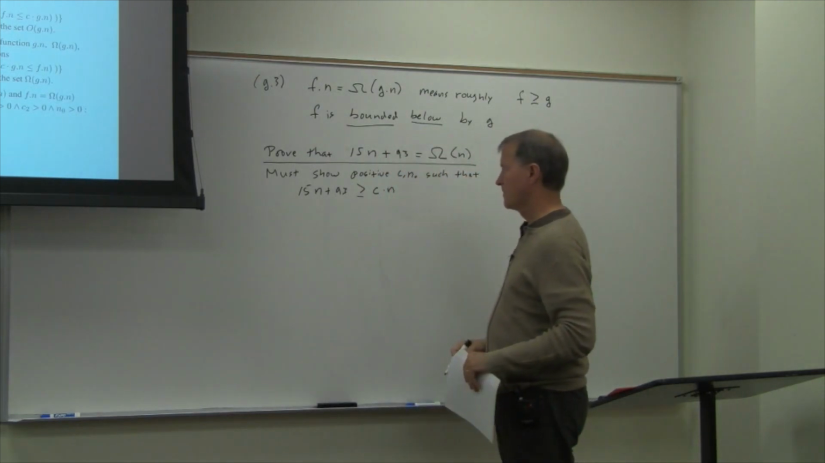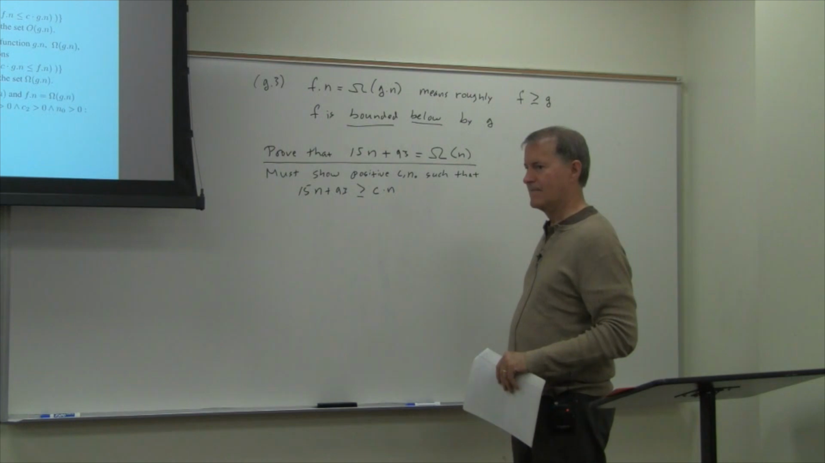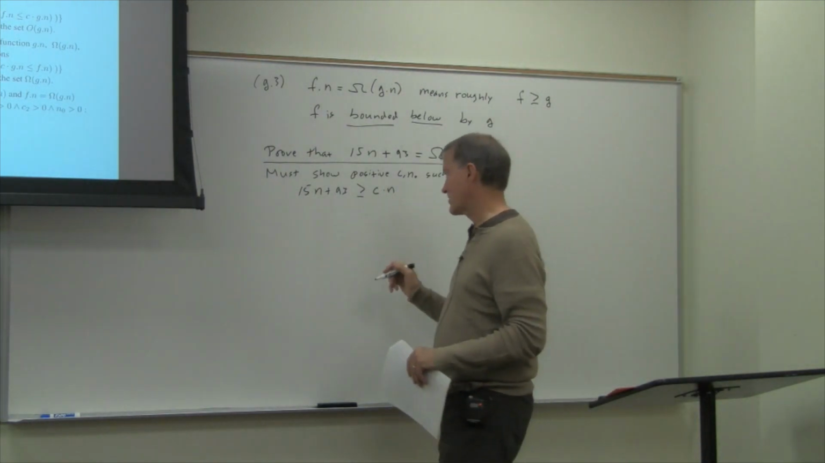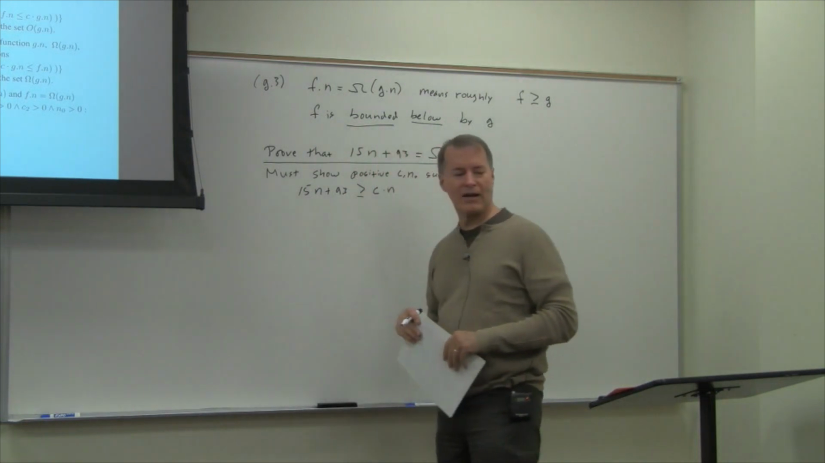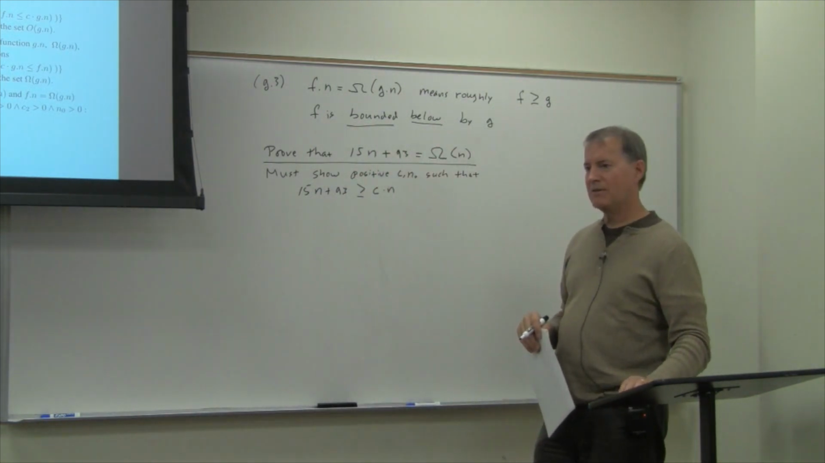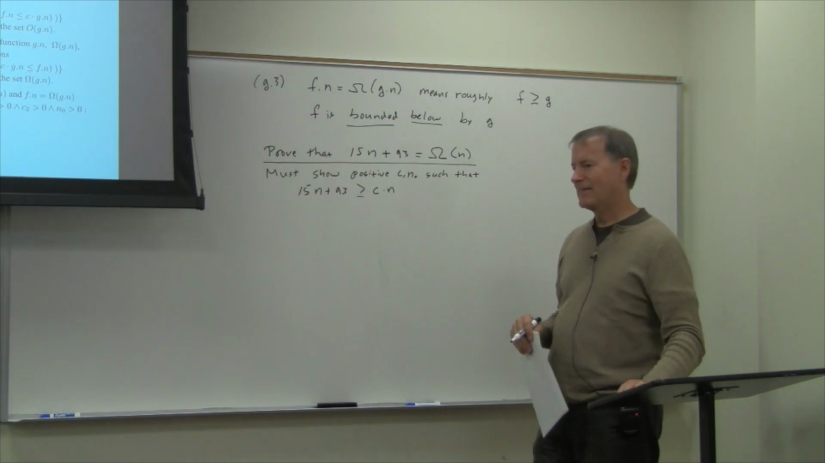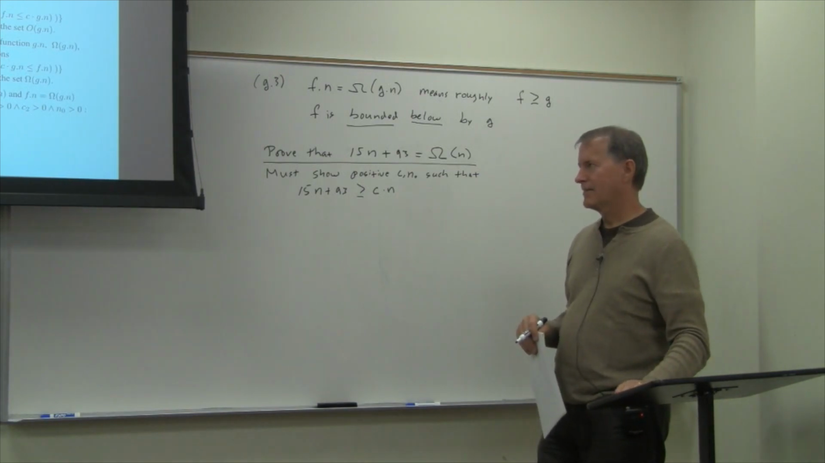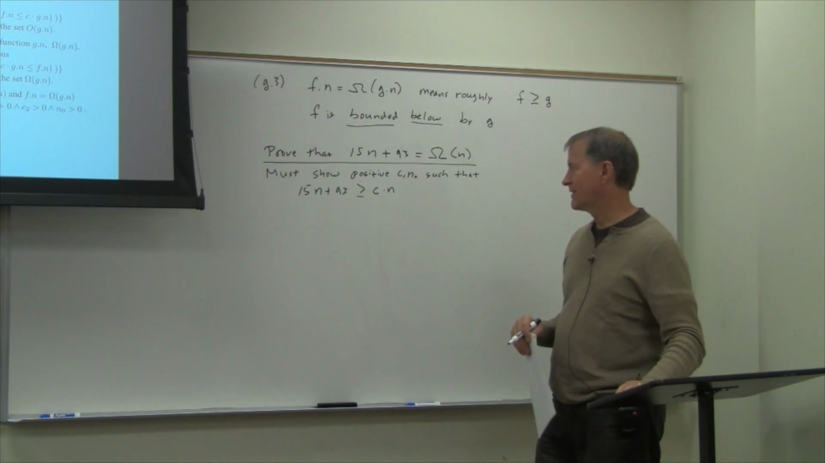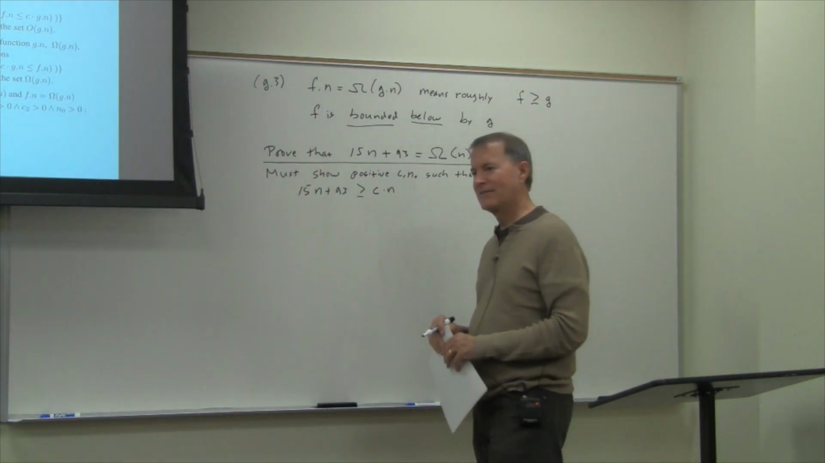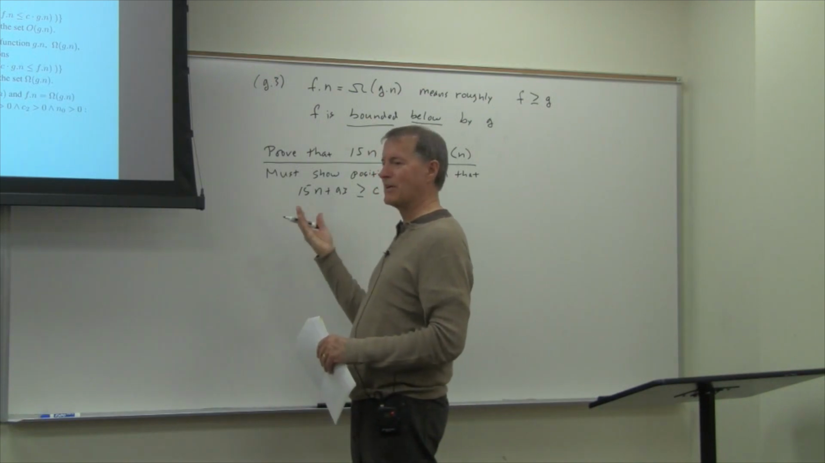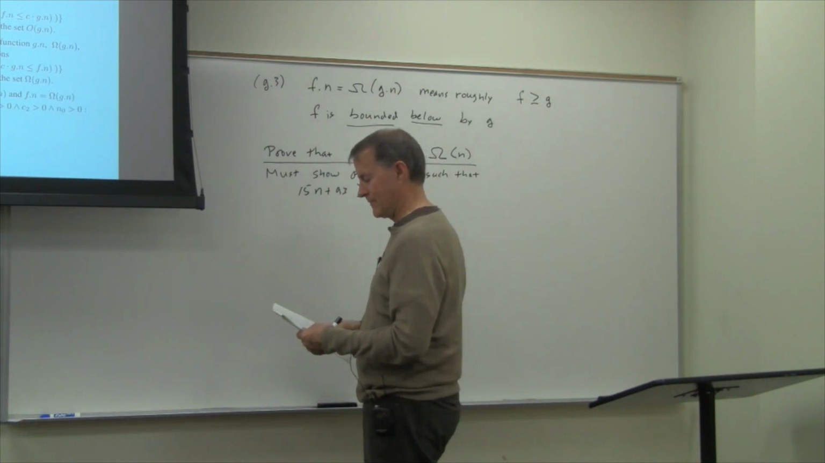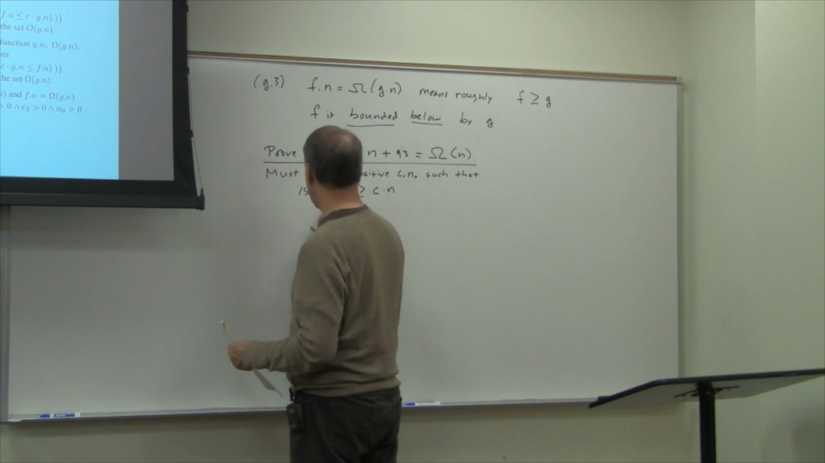See, c has to be positive. Can c be 0? No, it's got to be positive. You want the highest one you can use, right? Well, it doesn't have to be the exact highest, like the greatest lower bound. It actually doesn't matter because it's asymptotic anyway. It's just a lower bound. Okay, so let's start off with this.